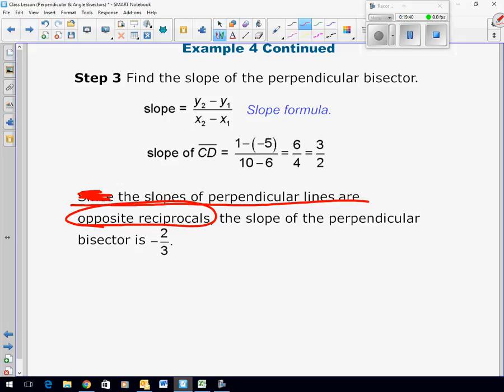I done wrote it down. I'm an overachiever. These slopes of perpendicular lines are opposite reciprocals. That hurt my hand.